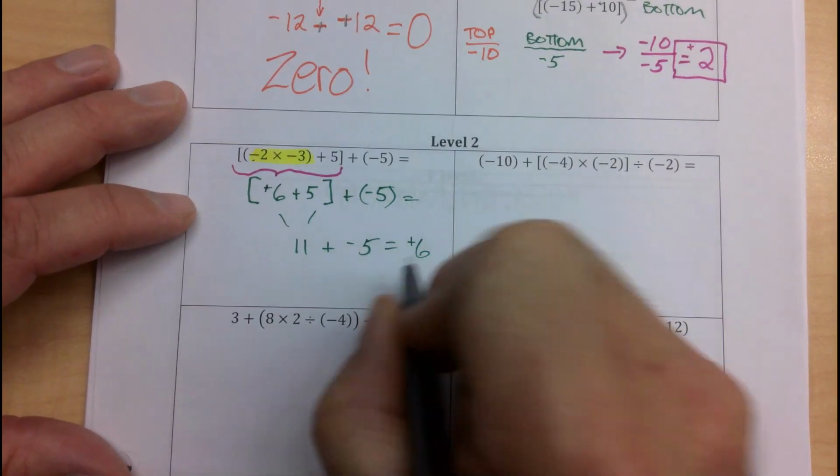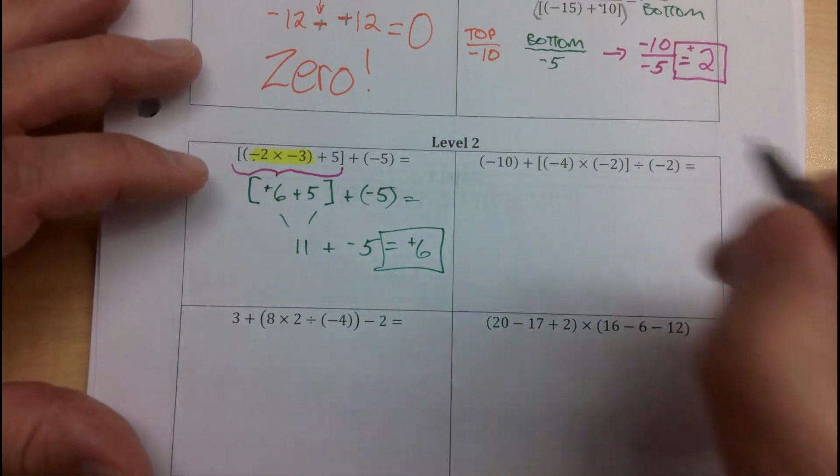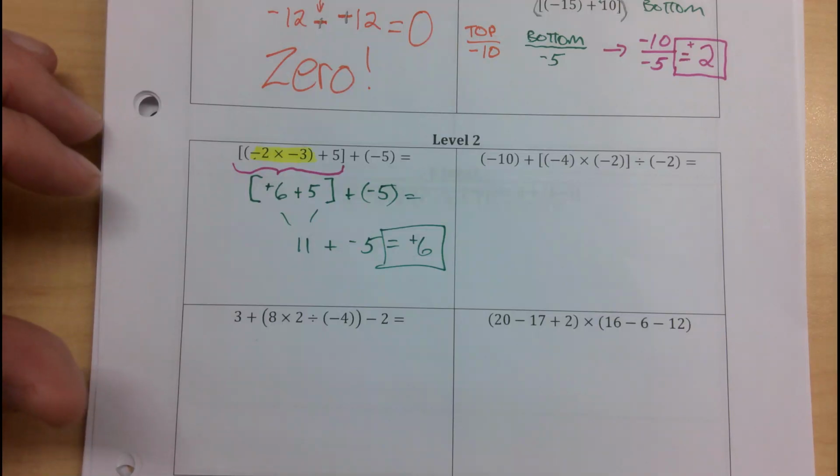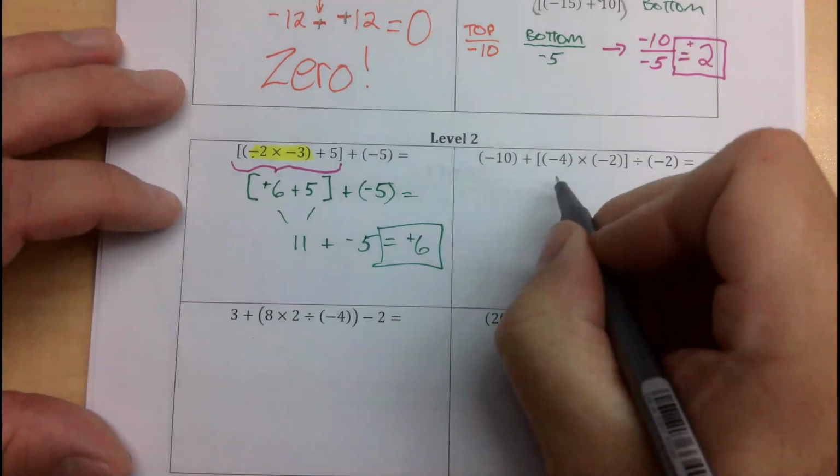It's positive 6. Yes? It's not 16. If I wanted 16, it would have been 11 plus 5. Okay, yes? I need more thumbs than that, my friends. Okay.